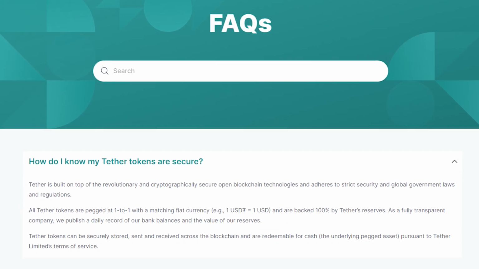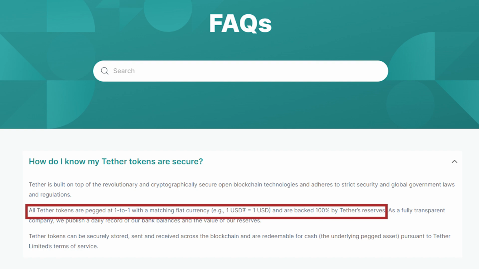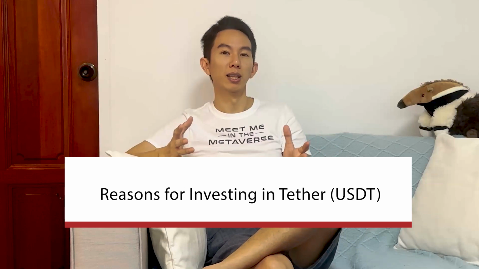Furthermore, the company behind Tether guarantees that every USDT is backed by a US dollar held in reserve. This means you can always redeem it for the cash value of the currency. If you want to convert your USDT back into fiat, all you need to do is contact customer support and request a refund. So, what are some of the reasons for wanting to invest in Tether, or USDT?